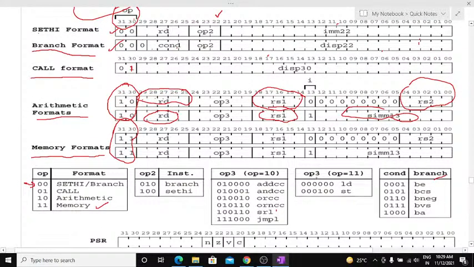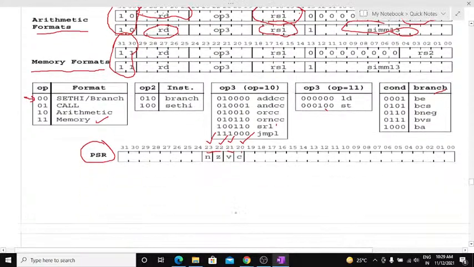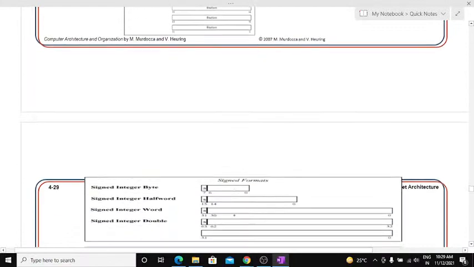Okay, and one more 32-bit register is the program status register. In the program status 32-bit register, the flags are negative, zero, overflow and carry: the 23rd bit for negative, the 22nd bit for zero, the 21st bit for overflow and the 20th bit for the carry flag. So that is the instruction format.